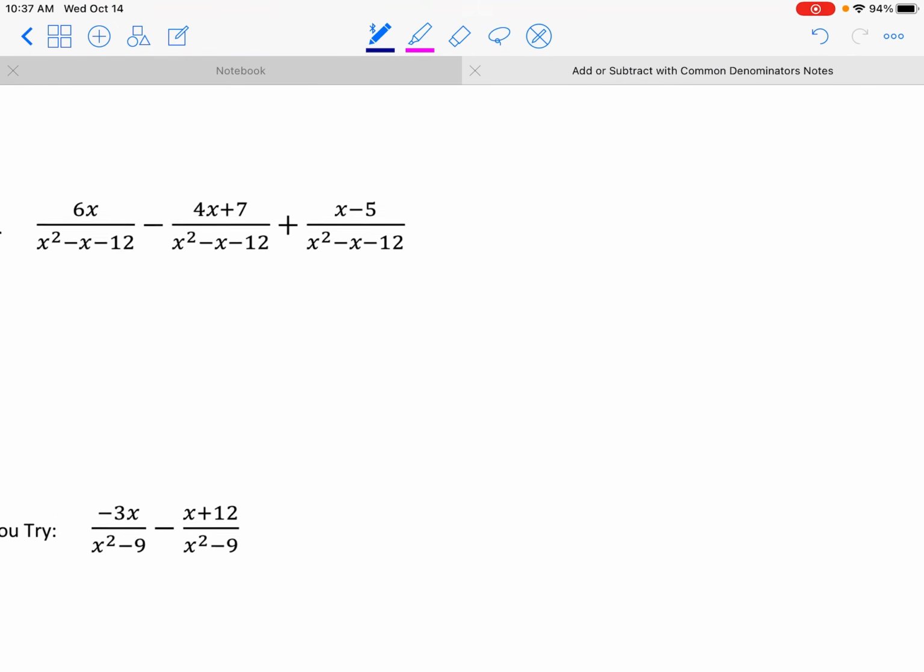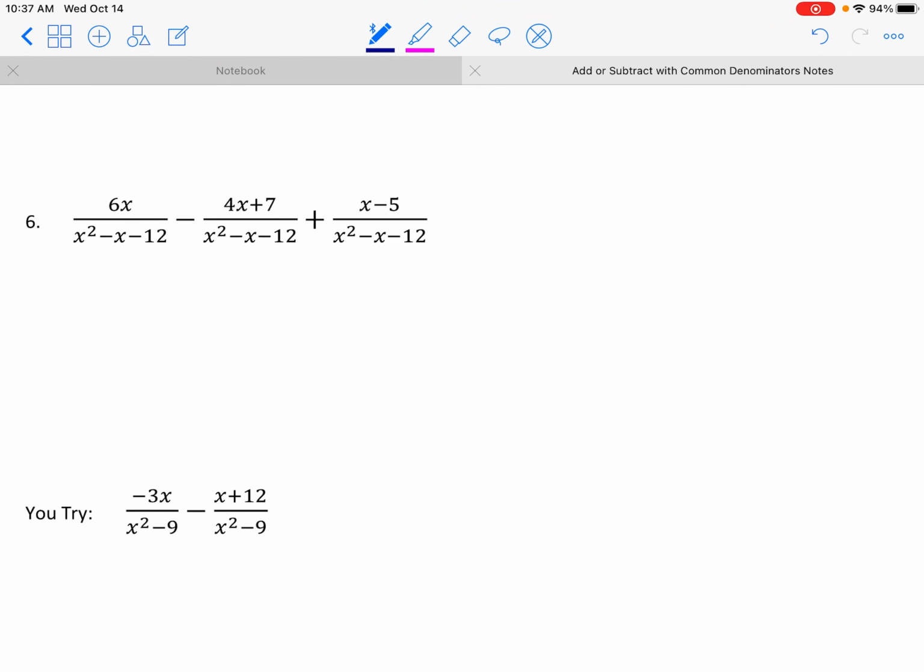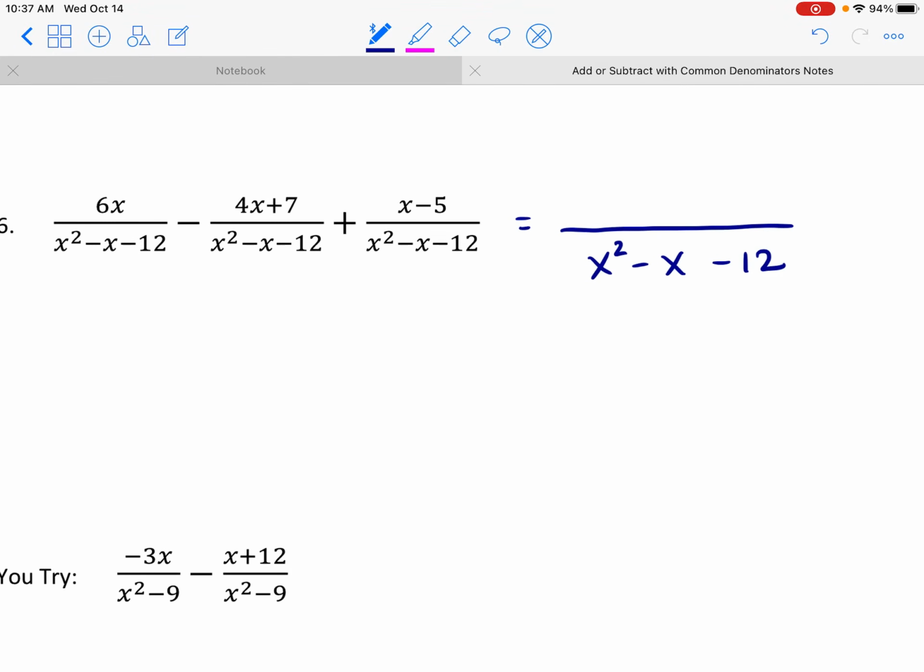Looks fun. We've got 3 fractions, some addition and subtraction. Looks maybe a little intimidating, but it's not so bad. We've got common denominators, so we're going to keep that common denominator, x squared minus x minus 12, and try to combine like terms from our numerators.